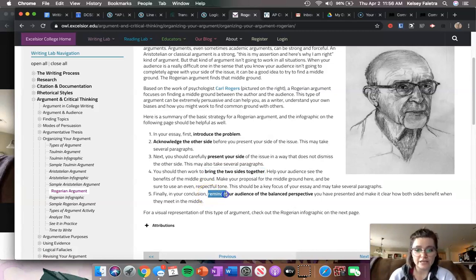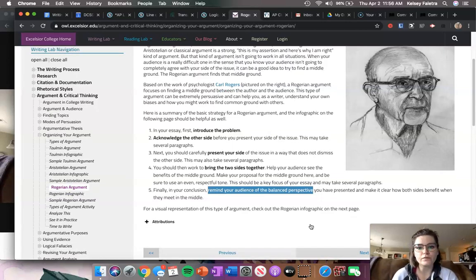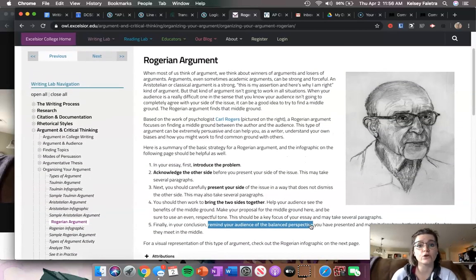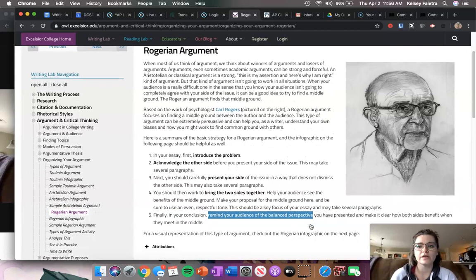And then, in your conclusion, state that balanced perspective. Give them a call to belief. Like, this is really where we should go. This is the moderate way for things to get done. Here's how we're both going to benefit. Here's what we need to do as a reaction to this particular issue. Okay. So this is very effective in a variety of ways.